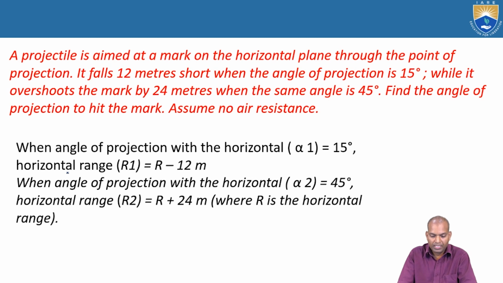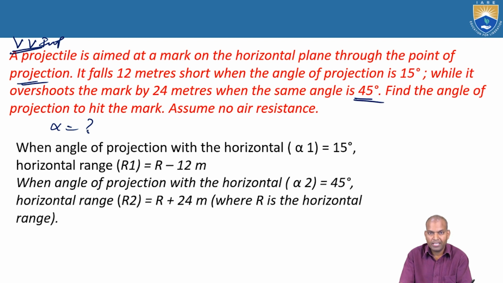Now the next problem, the third problem, is very, very important. A projectile is aimed at a mark on a horizontal plane through the point of projection. It falls 12 meters short when the angle of projection is 15 degrees, while it overshoots the mark by 24 meters when the angle is 45 degrees. We have to find the angle of projection to hit the mark. Assume no air resistance. What is alpha here?